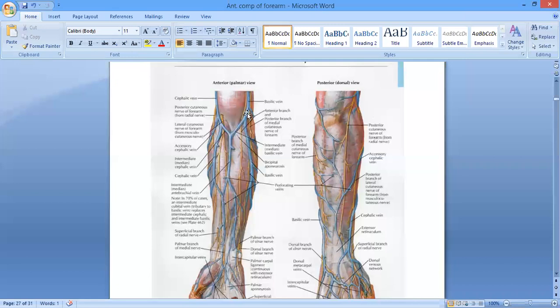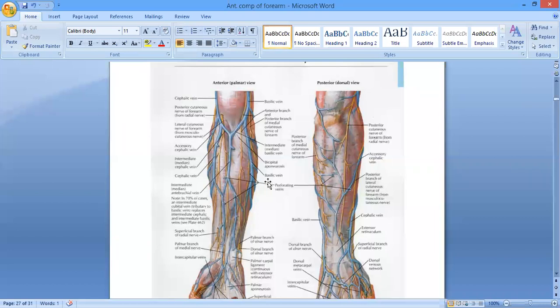Again, the anterior one runs on the anterior aspect of the medial ulnar side of the forearm and supplies the medial half of the anterior surface. That is supplied by the anterior branch of the medial cutaneous nerve of the forearm. Whereas the other one, the dorsal one, runs along the posteromedial border and supplies the posteromedial aspect of the forearm. Is it clear? No problem?